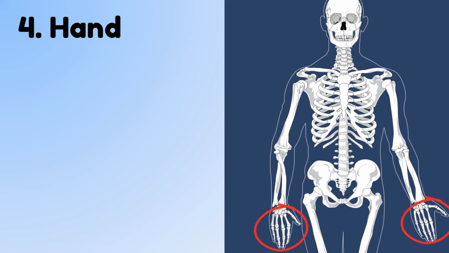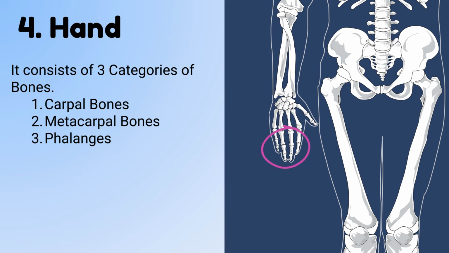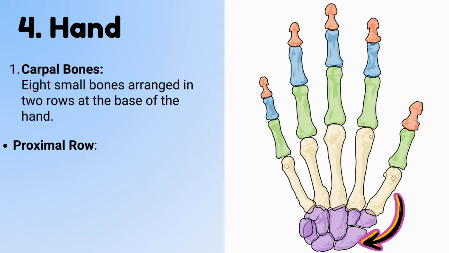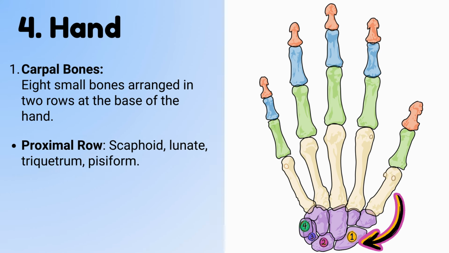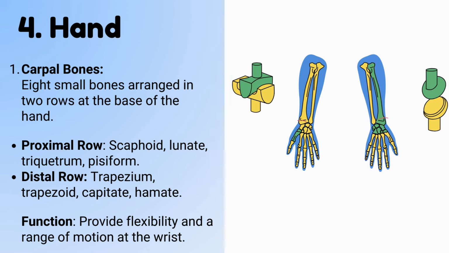Last of all, is the hand. It consists of three categories of bones: carpal bones, metacarpal bones, phalanges. Carpal bones. These are 8 small bones, arranged in 2 rows, at the base of the hand. In the proximal row, these are scaphoid, lunate, triquetrum, and pisiform. In the distal row, these are trapezium, trapezoid, capitate, and hamate. Function of carpals. They provide flexibility and a range of motion at the wrist.